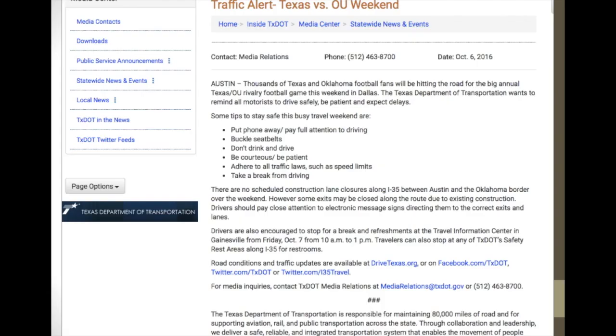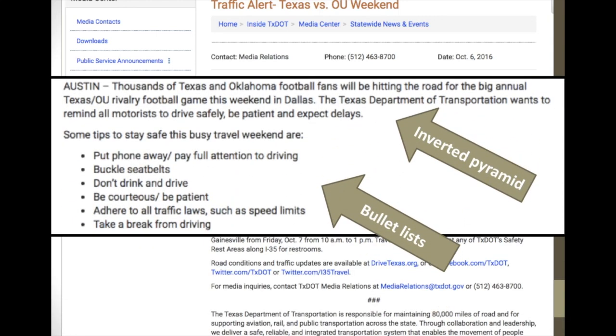Here's a press release from TxDOT, the Texas Department of Transportation. This is about the Texas OU weekend, and they're warning of traffic. Thousands of Texas and Oklahoma fans will be hitting the road for the big annual Texas OU rivalry football game this weekend in Dallas. The Texas Department of Transportation wants to remind all motorists to drive safely, be patient, and expect delays. So this is your basic inverted pyramid lead, right? So here's what's going to be happening, drive safely.